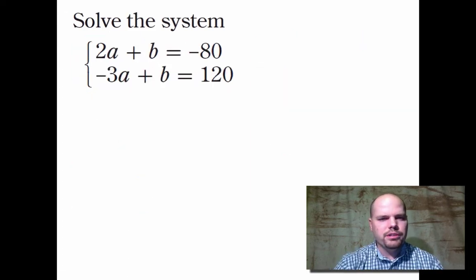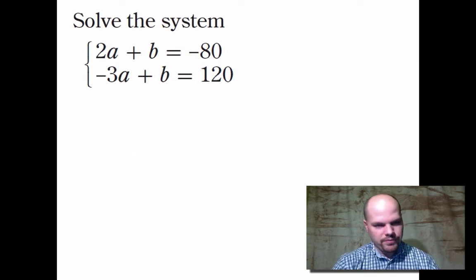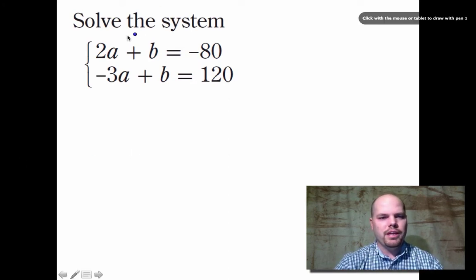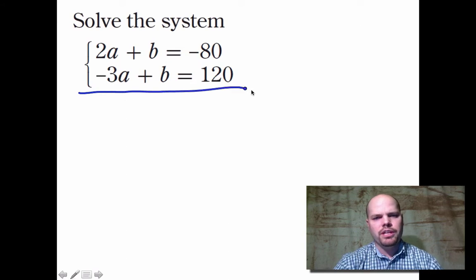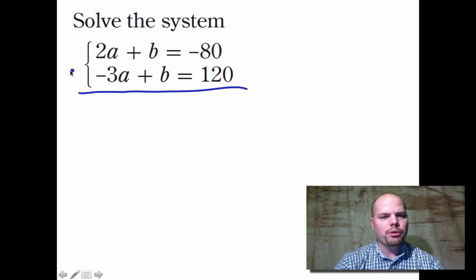Okay, one more example. Let's solve the system 2a plus b equals negative 80 and negative 3a plus b equals 120. Now, the 2a and the negative 3a are not going to cancel if we add or subtract. We have a plus b and a plus b, so this would be a case where we could change the bottom equation to its opposites, or the top one to its opposites, or we could just simply subtract. Either way will work. I showed you how to add the opposite. Let's show one with subtraction.